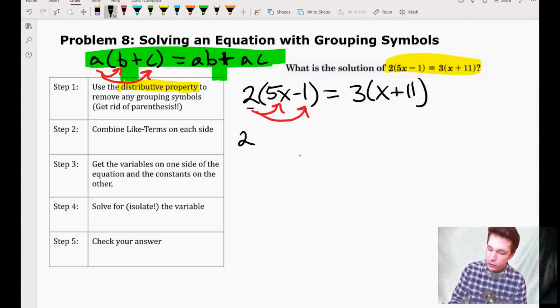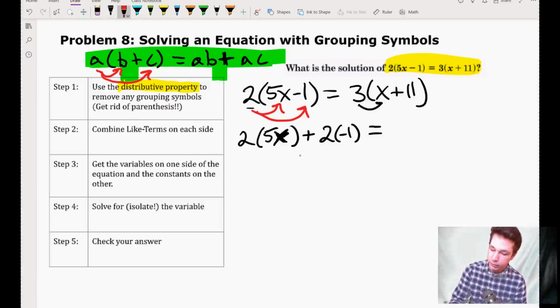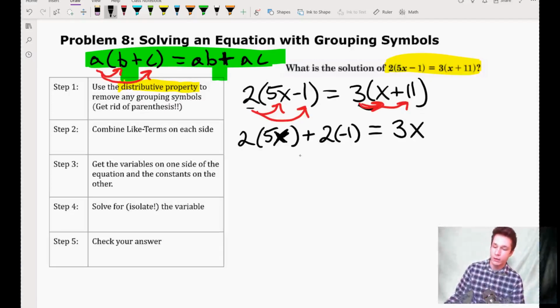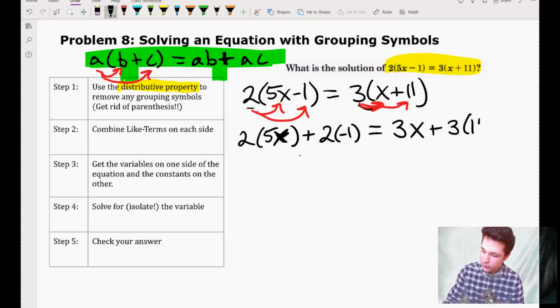We have 2 times 5x plus 2 times negative 1. And that's equal to, let's do the same thing over here. This time we're dealing with a 3. 3 times x, well, we can just write 3x. We don't have to put parentheses there. 3 times 11 is what we need to add next.